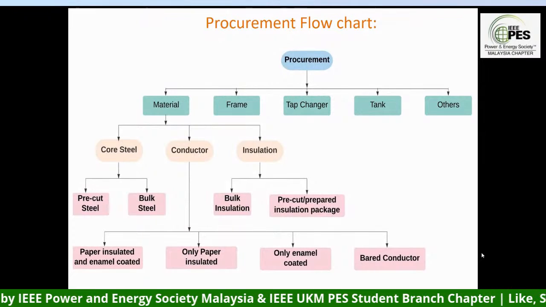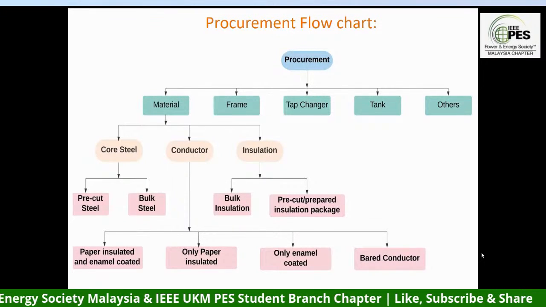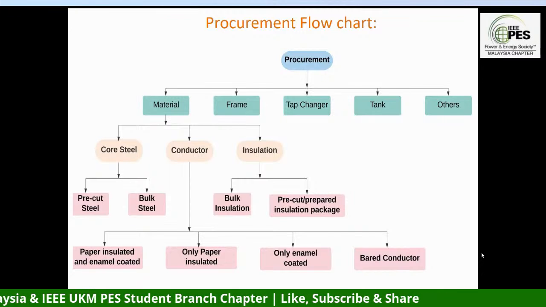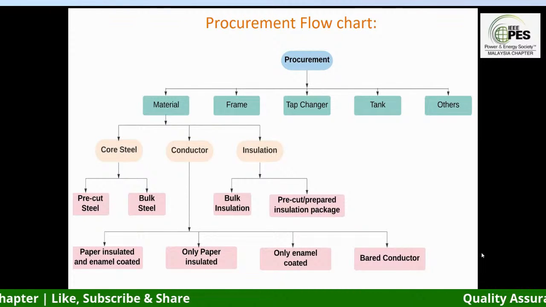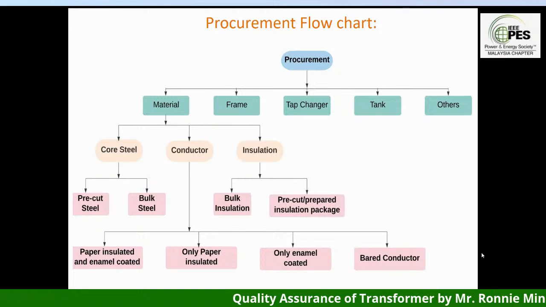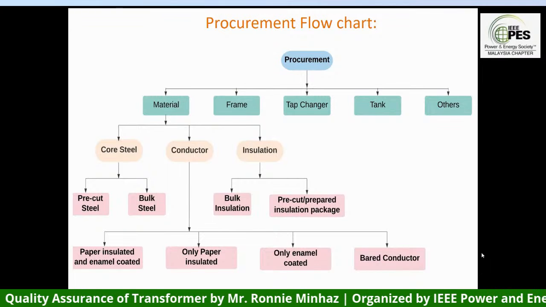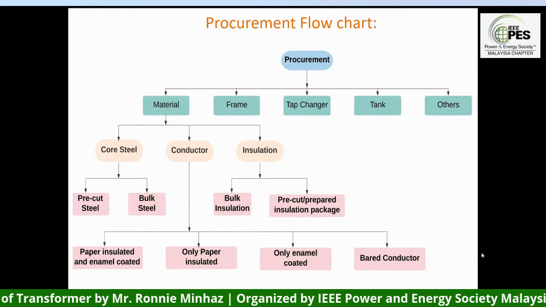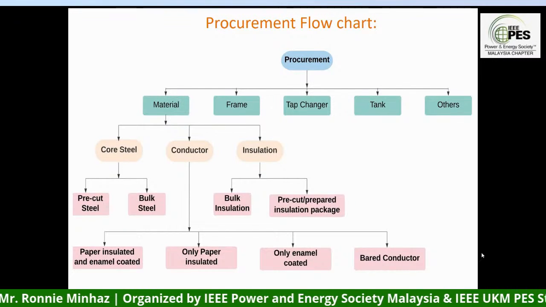The material that the manufacturer will procure has three main components: the core steel, the conductor, and the insulation. When it comes to the core steel, the manufacturer can procure it in two ways. One is they can procure pre-cut steel from a third party, or the manufacturer can buy the steel in bulk and cut it in-house.